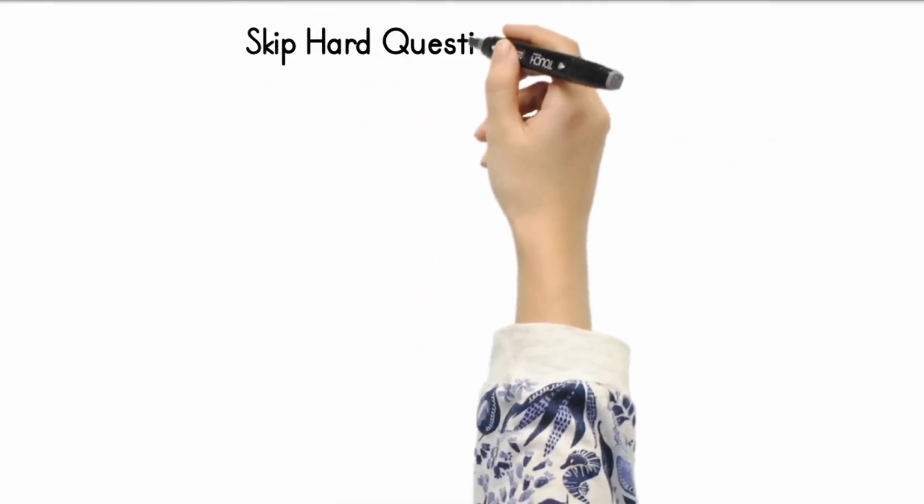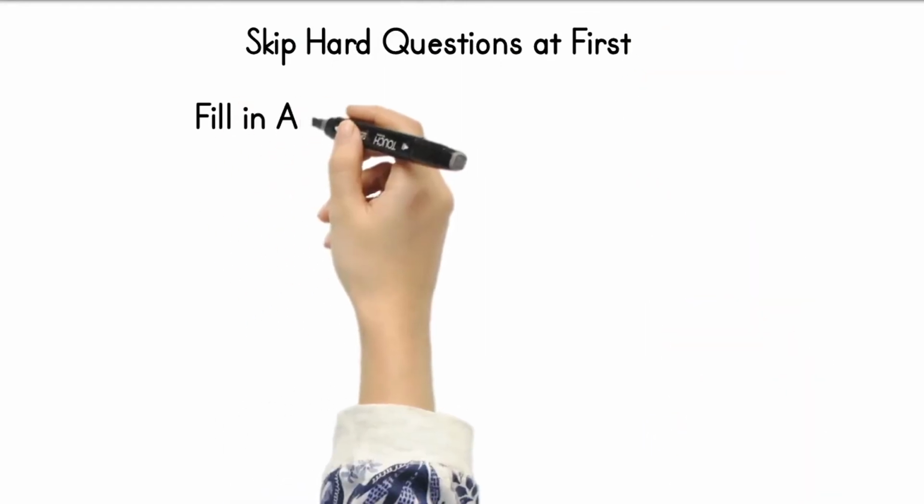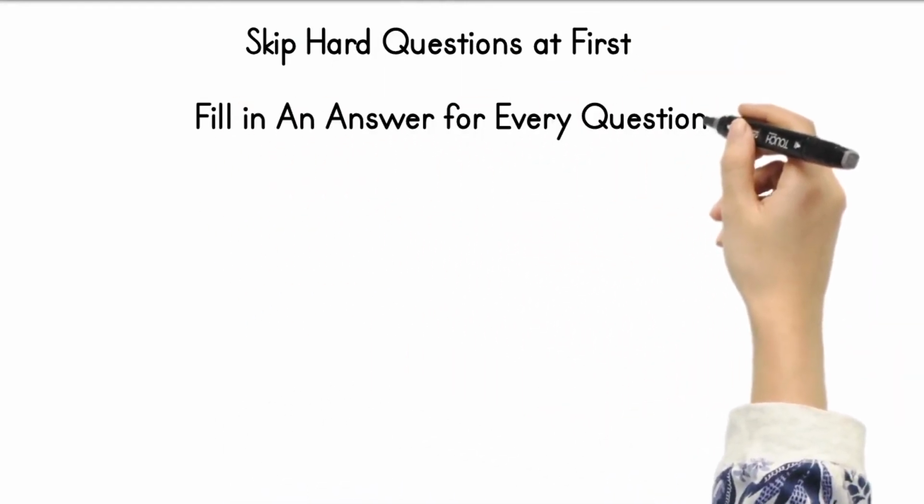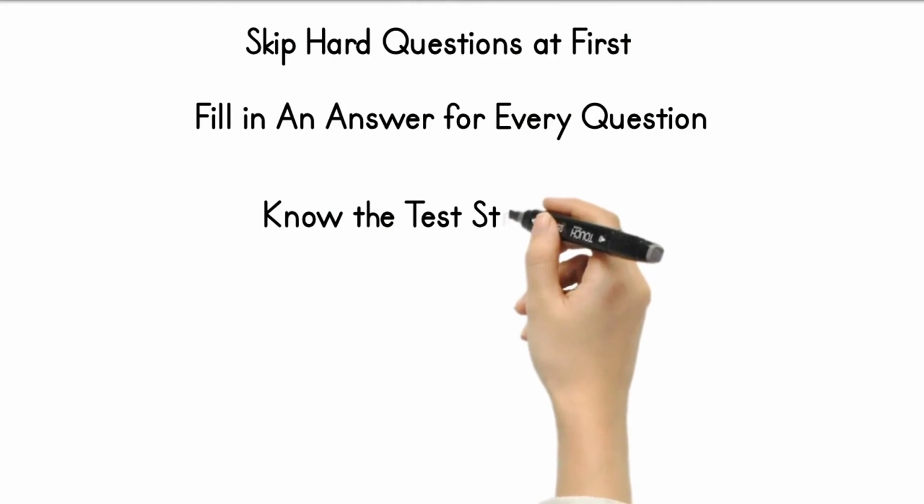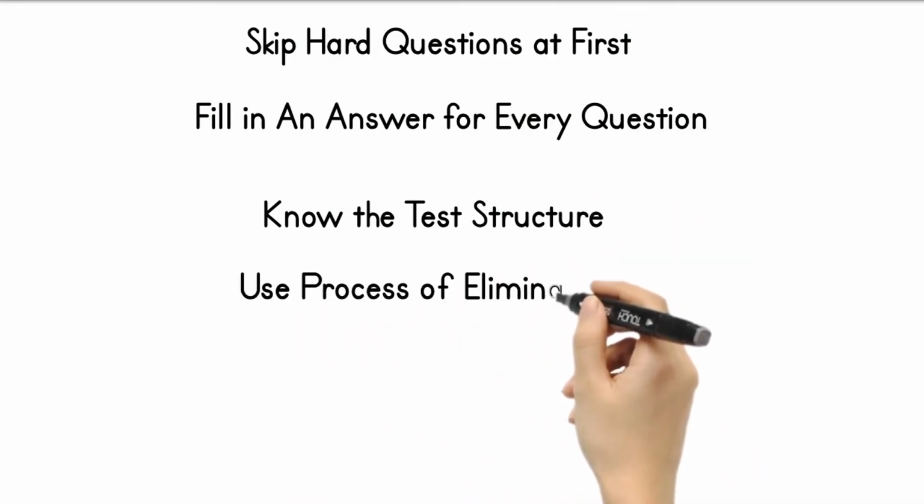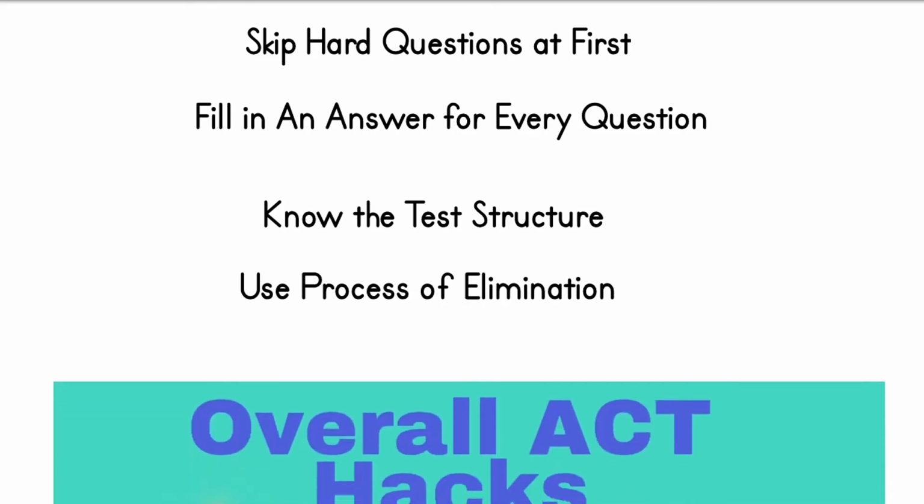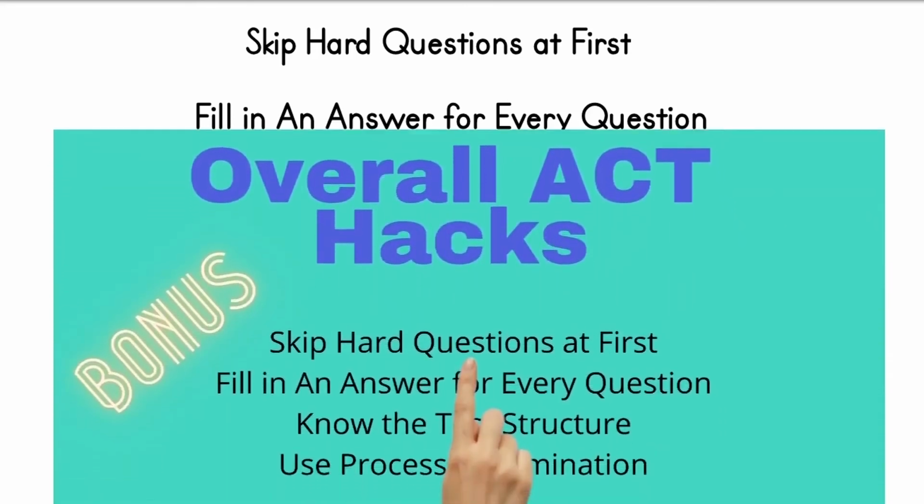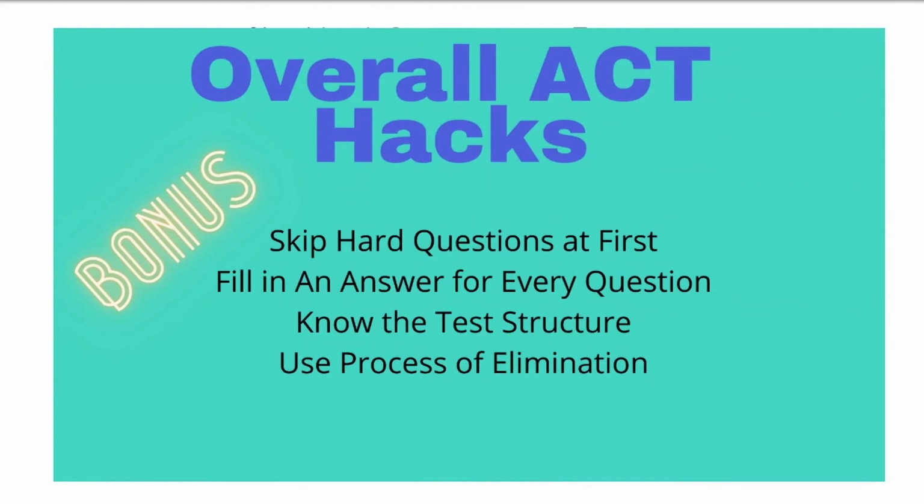Here is an overall strategy for the test. First, skip hard questions at first. Second, fill in an answer for every question. Third, know the test structure for every section. Lastly, use the process of elimination. These tactics will help you become a more efficient and confident test taker as long as you use them in tandem with a responsible long-term study plan.